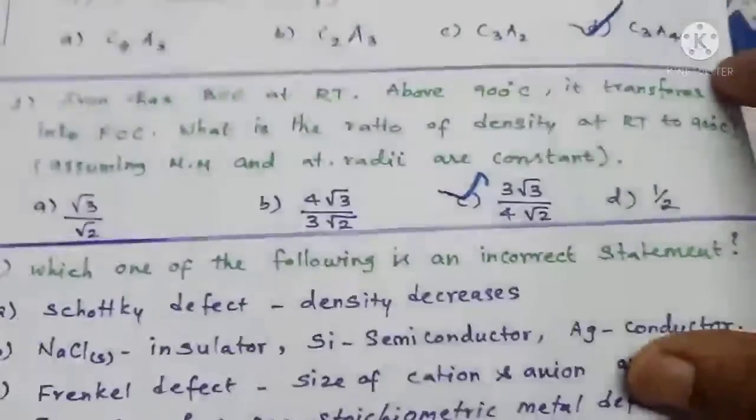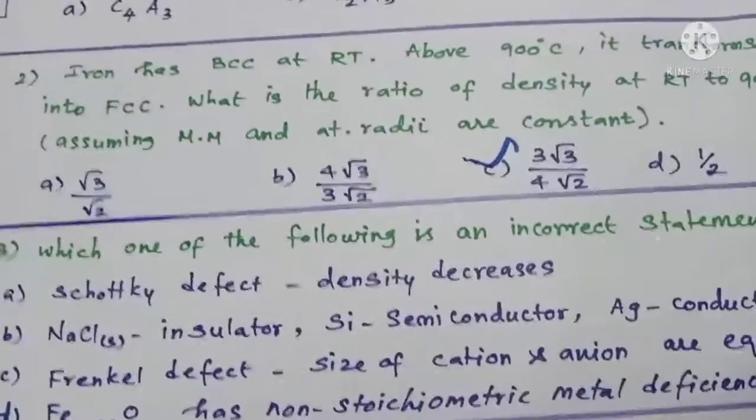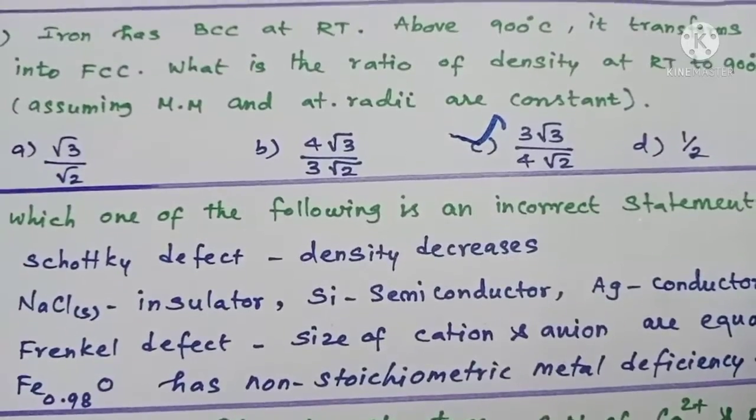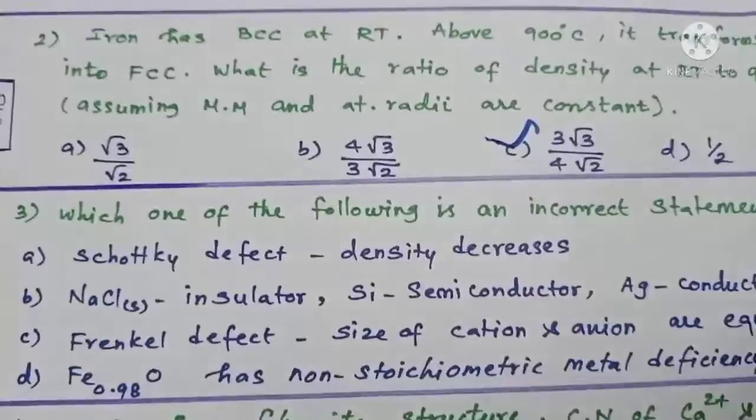So now look at the next question. Question number 3. Which of the following statements is an incorrect statement? There you are given 4 different statements. From that, one is not a correct one. You have to find out that one. So look at option A.